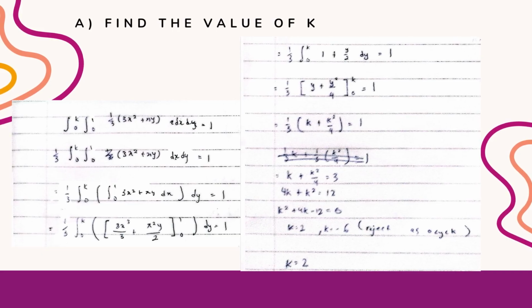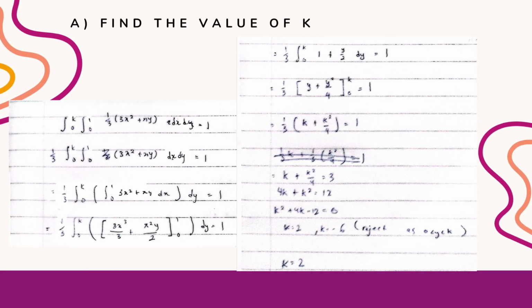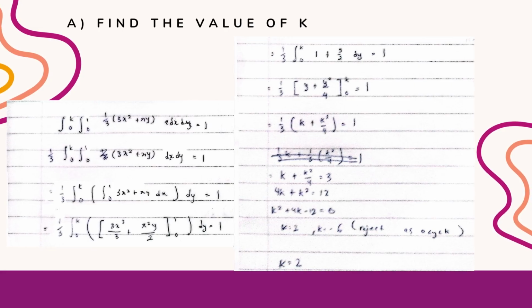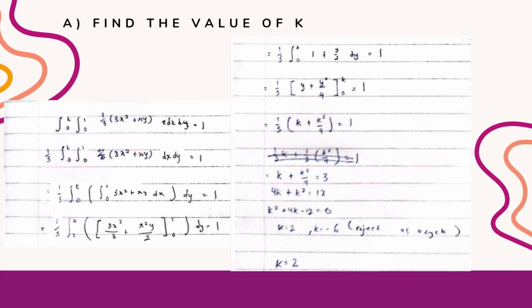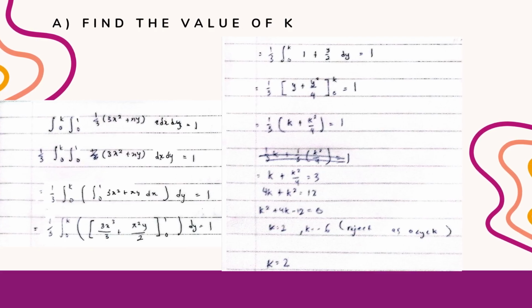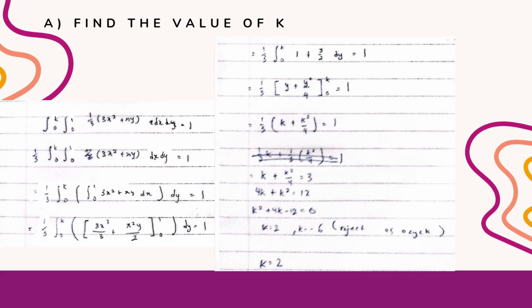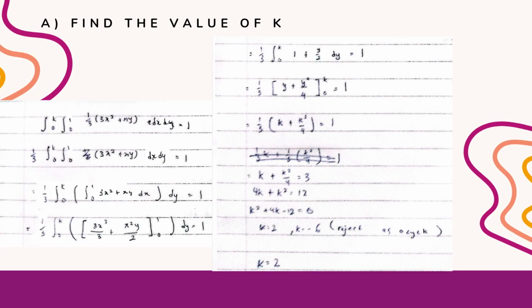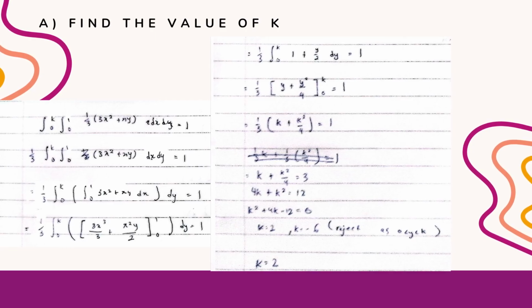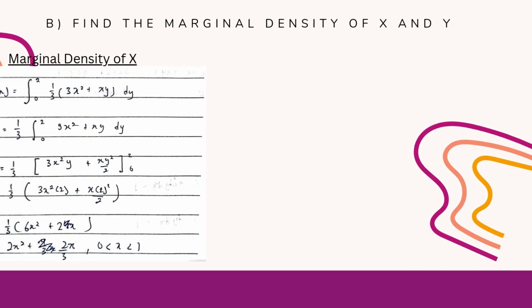And for the second integration, we will make it with respect to y, from 0 approaching k, and we will get k plus k squared over 4 equal to 3. And then we're going to make it a quadratic equation where we get k squared plus 4k minus 12 equal to 0. And then we will get k equal to 2 and k equal to negative 6. But since y is more than 0, the answer for k is equal to 2.